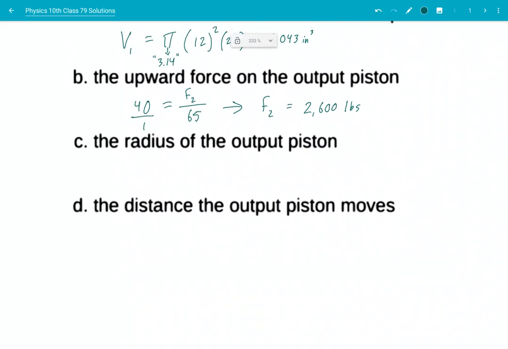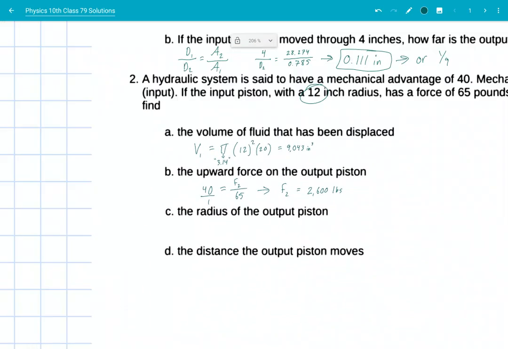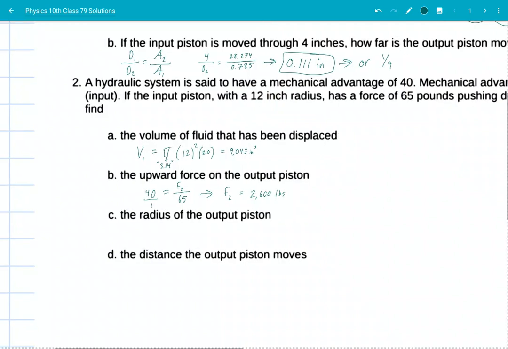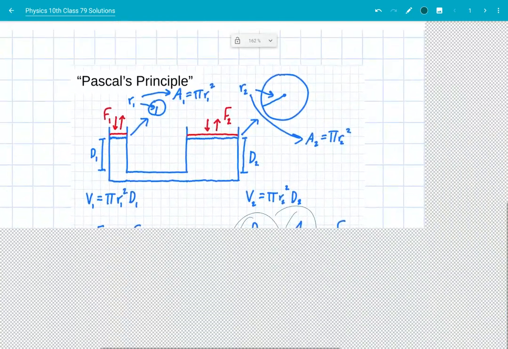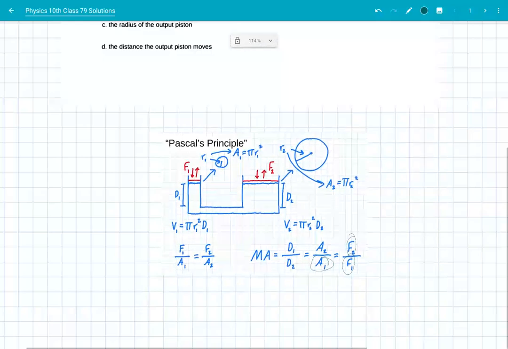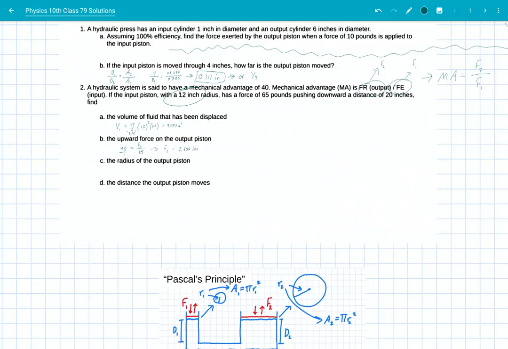Next, we need to find the radius of the output piston. All right, radius of the output piston. So let's think about this. We know both forces, F1 and F2. We also know the radius of the input piston is 12, right? So we only need to find the radius of the output piston. So let's look at our formulas. What formulas could we use? We know F2, F1, and really we can find A1. Why? Because A1 only depends on what? The radius, right? So we know the radius of A1 because they tell us it is 12, right?